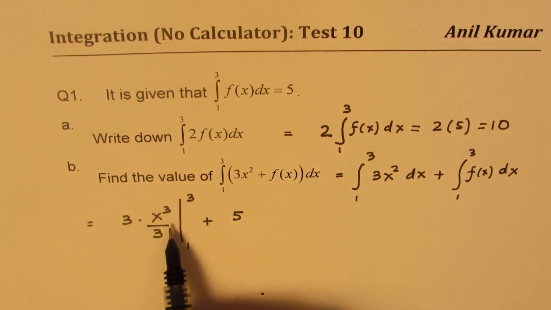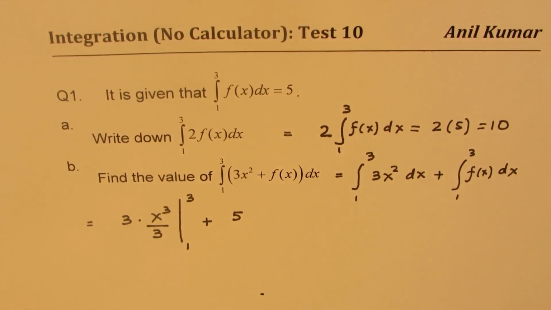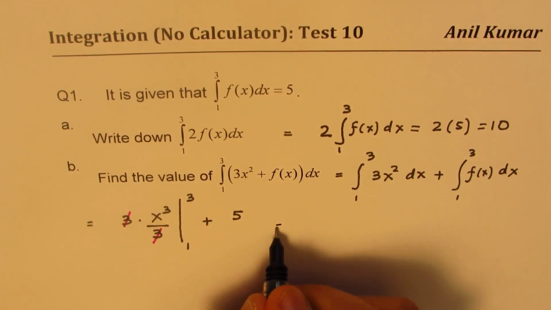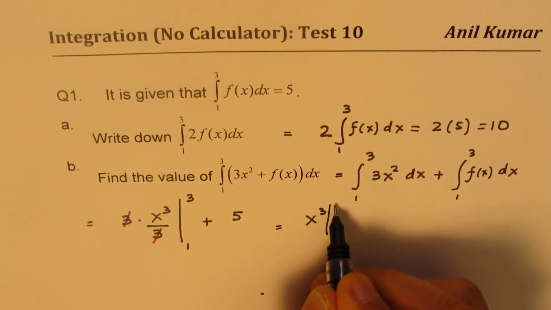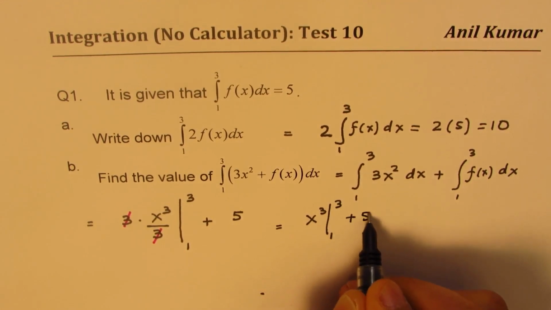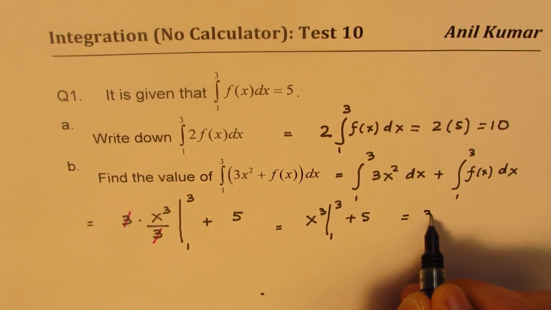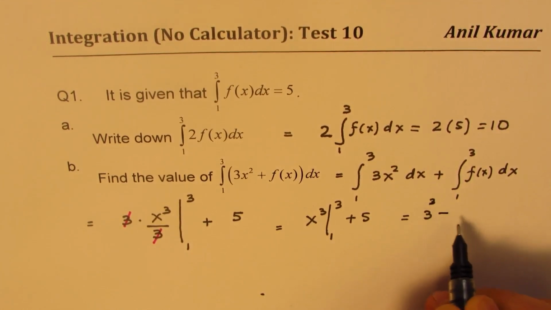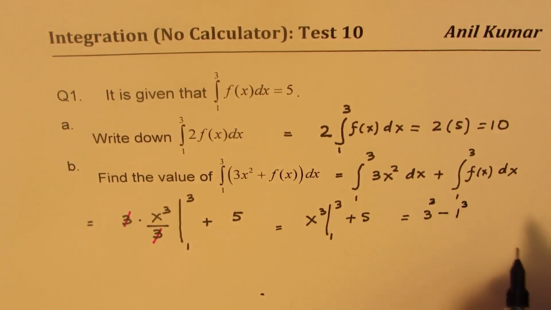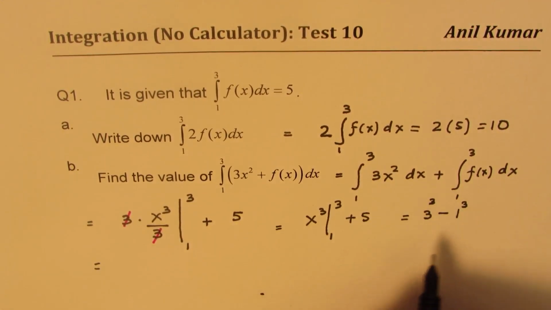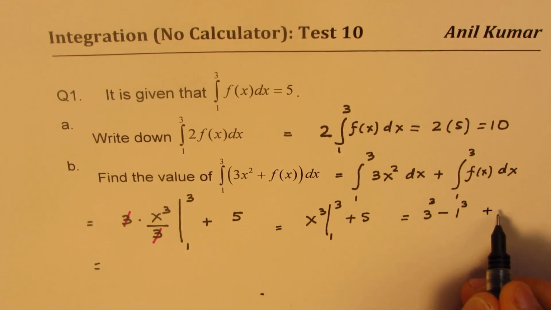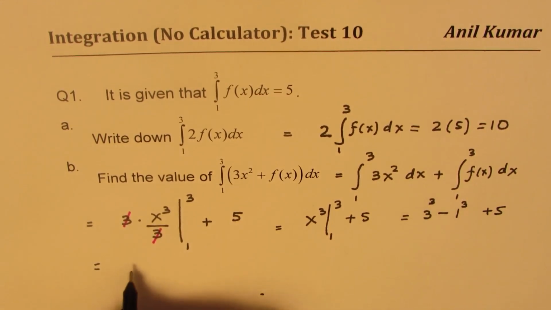To evaluate the first part, we can first simplify, cancelling the 3's. So what we get here is x cubed within 1 to 3 plus 5, and that is equal to 3 cubed minus 1 cubed, plus 5. So 3 cubed is 27.